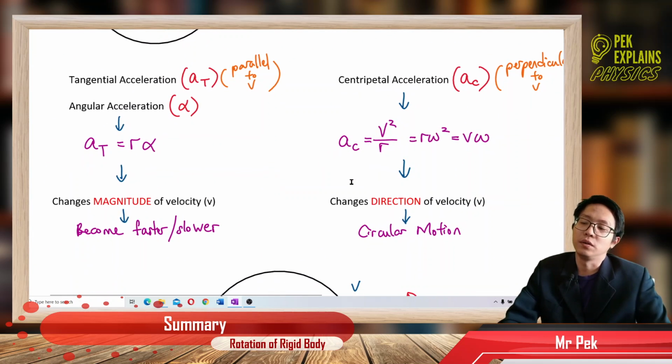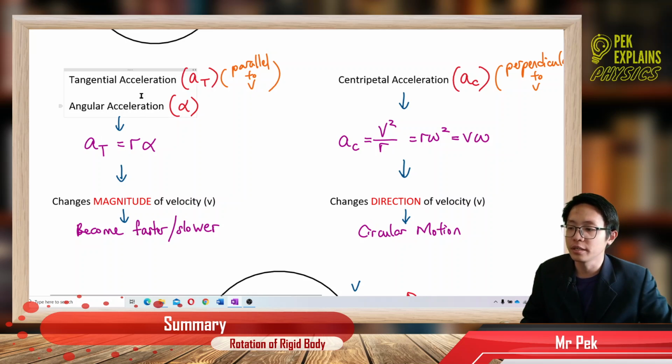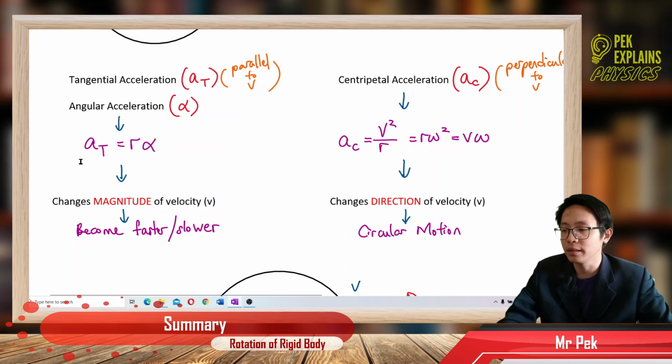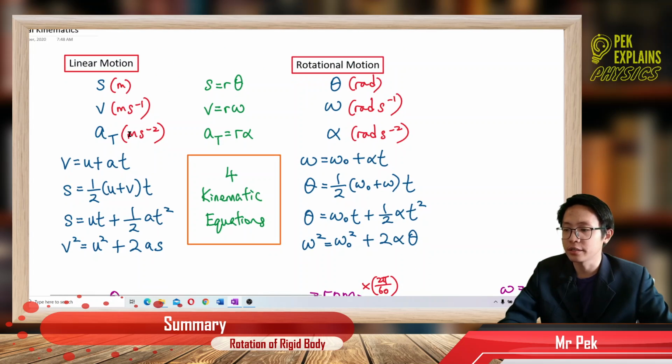Now, we have tangential acceleration. In this chapter, we're going to learn tangential acceleration and angular acceleration. These are the two new things. Tangential acceleration, the symbol is AT. Angular acceleration is alpha. Their formula is AT equals R alpha. AT is tangential acceleration, alpha is angular acceleration. And these are the units. Tangential acceleration is meter per second square. Alpha is radian per second square. So tangential acceleration is in terms of meter, alpha is in terms of radian.